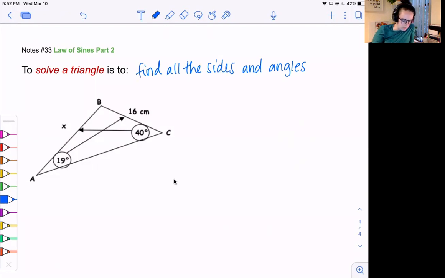Right now, I know this side is 16, and I know that that is across from this angle over here, 19 degrees. And then I also know 40 degrees. I know that that's across from the side over here, x. So the first thing we can do is figure out what x is because we have two pairs. So I want to know what x is, and then x is over sine 40 because that's its pair. And then this is our side x.